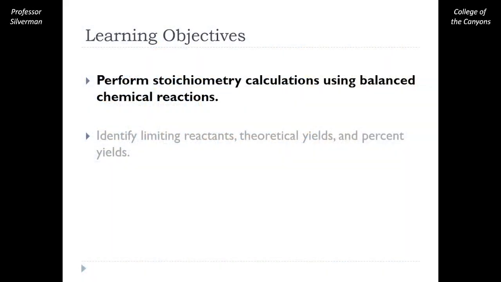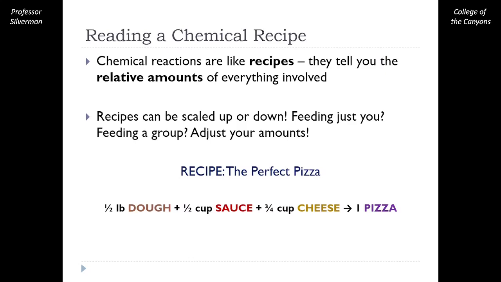Welcome in. Our goal for this video is to perform stoichiometry calculations using balanced chemical reactions. We can think about our chemical reactions like recipes. The information in our balanced reactions is exactly the same thing. How much of each ingredient, or reactant, do you need, and how much product can you make when you combine those things?